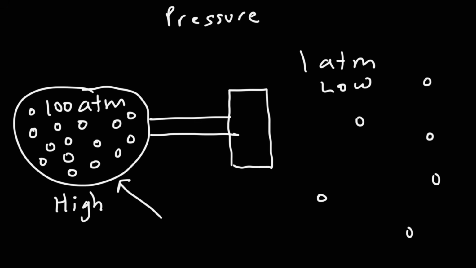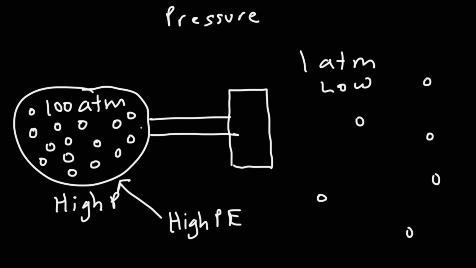Now for gases and liquids, the situation is different. In this case, we're dealing with a gas. When the atoms are closer together, you have more potential energy compared to when the atoms are further apart. So here we have a situation of high pressure and high potential energy.